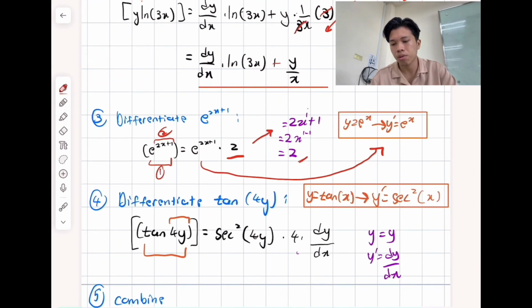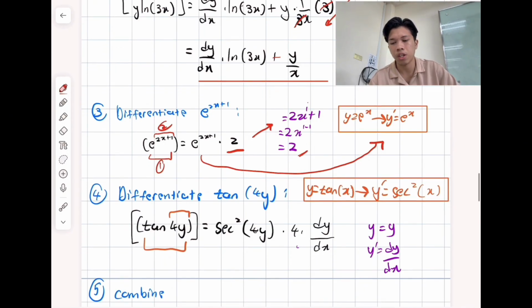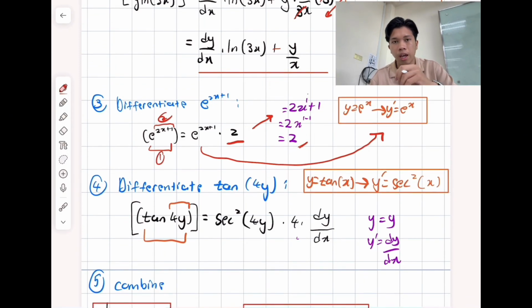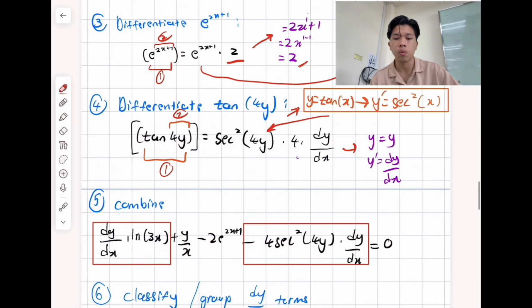Now we move on to the third part. We have to differentiate tangent y. We actually have 2 parts in this differentiation. We have to differentiate the first part and then there will be the second part. The first part we also have to do according to the differentiation formula, which is y equals tan x. When we differentiate, it becomes secant squared x. So you can see here how I differentiate. Now the second part, we have to differentiate y. I show you on the right side. When we differentiate y, it becomes dy over dx.